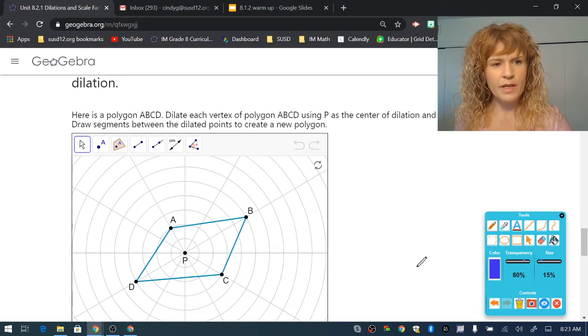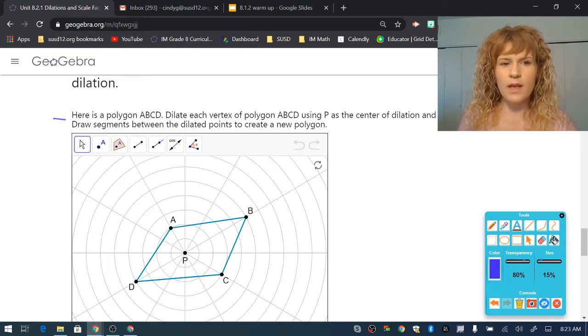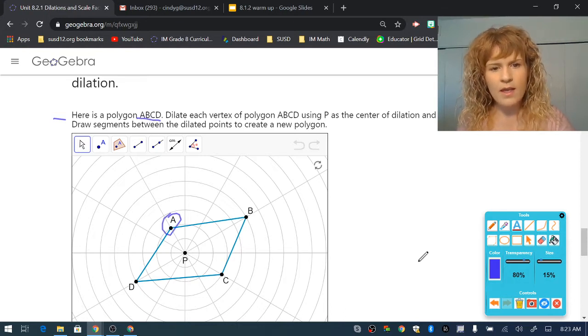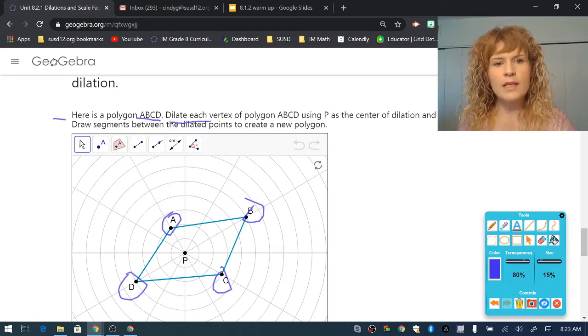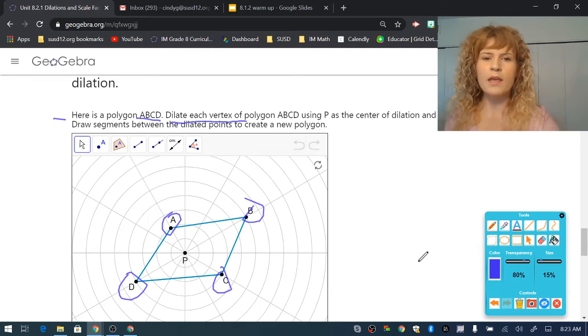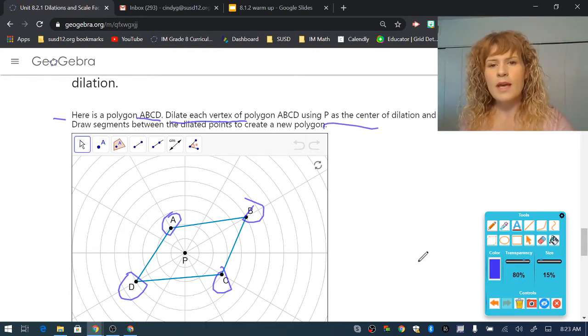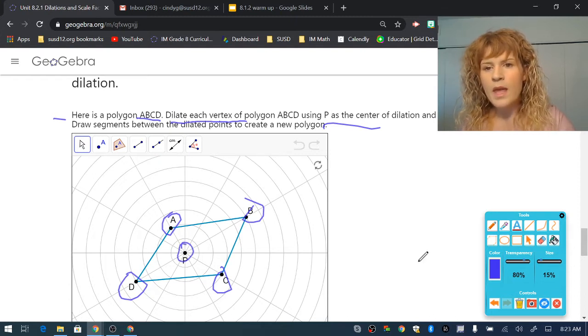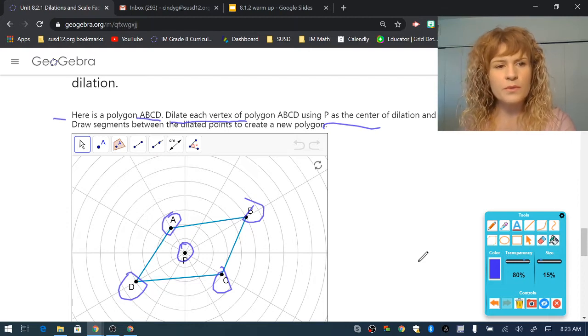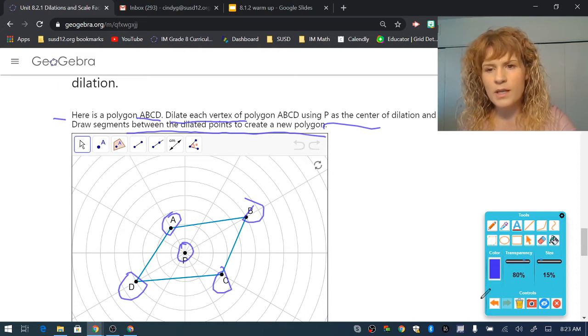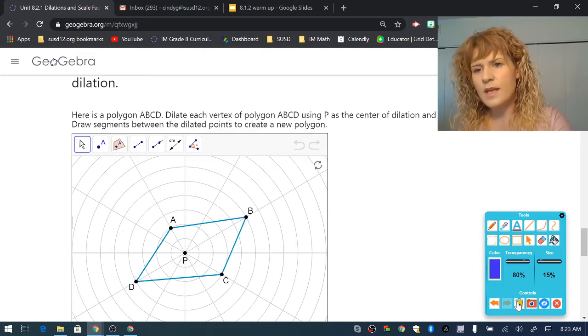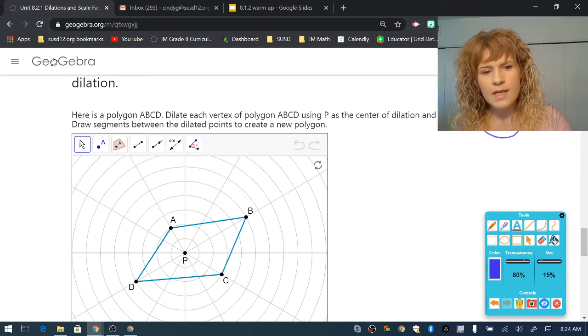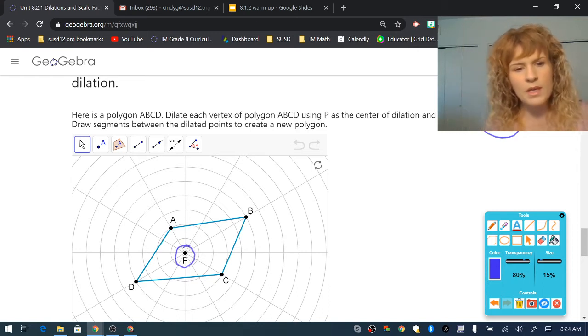Read the directions carefully. Here is a polygon, A, B, C, D. Dilate each vertex of polygon A, B, C, D using P as the center of dilation. Here's P, the center of dilation, and a scale factor of 2. Draw segments between the dilated points to create a new polygon. Okay, importantly, the scale factor is 2. The center of dilation is point P.